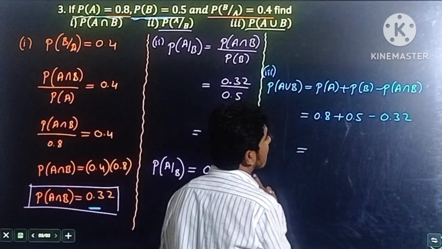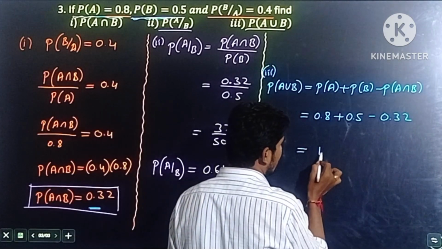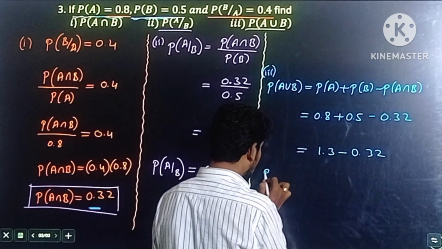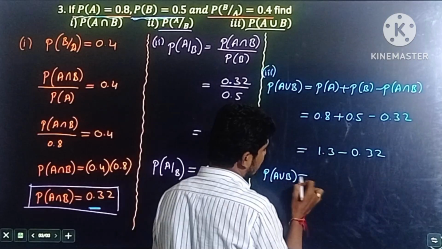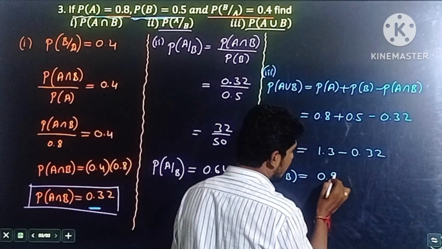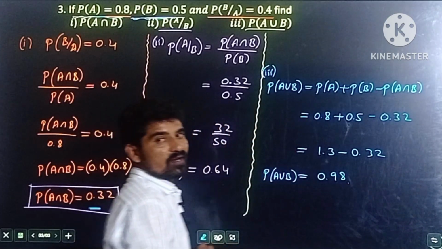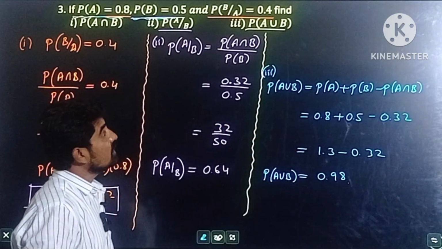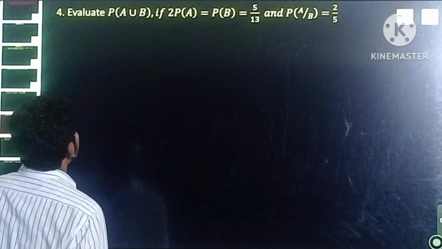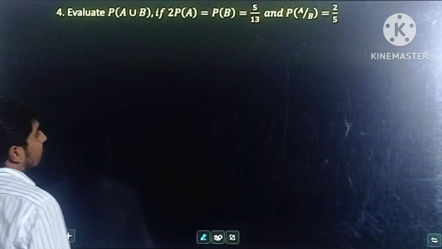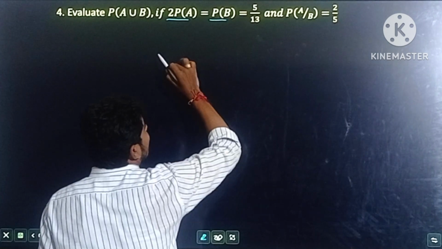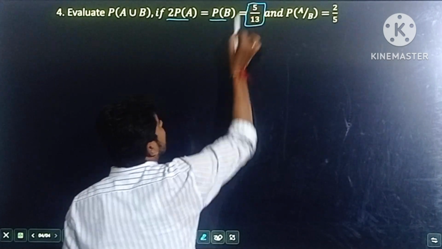So 0.8 plus 0.5 is equal to 1.3, minus 0.32. Hence, probability of A union B is equal to 1.3 minus 0.32, which is equal to 0.98. I hope all of you understood this question. Let's start the next question. The next question is: evaluate probability of A union B if 2 into probability of A is equal to probability of B, and its value is equal to 5 by 13.